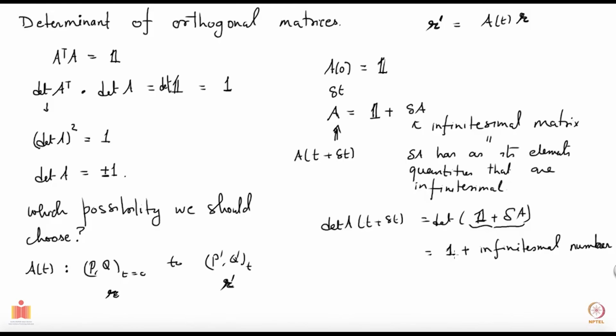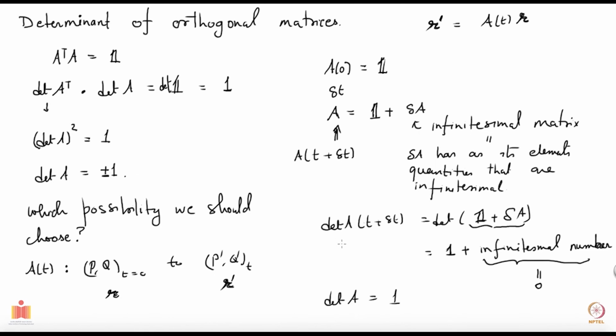But then you realize that's not possible, because the only two possibilities available to you are either plus 1 or minus 1. So you cannot have 1 plus 0.0001. That's not allowed. So the only way this will be consistent is if this is 0, meaning the determinant never changes away from 1. It always remains 1. But if you say it can change a little bit, then you are in trouble, because your determinant of A can be either +1 or -1.